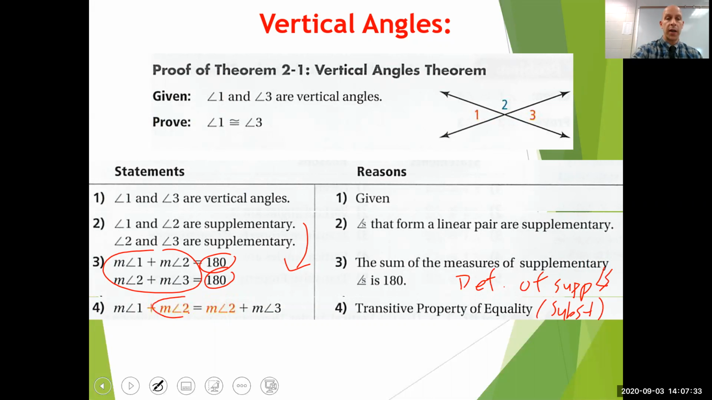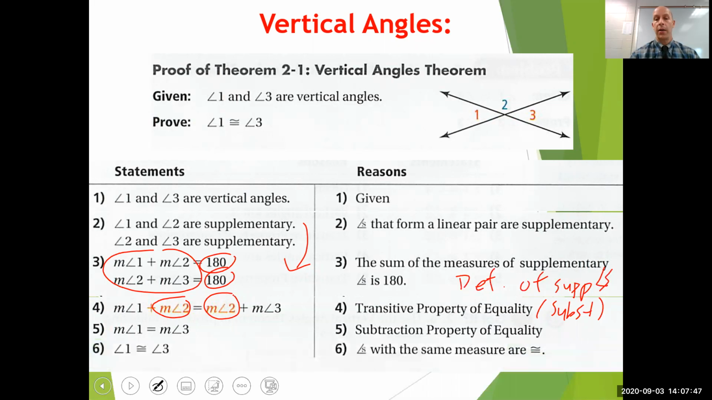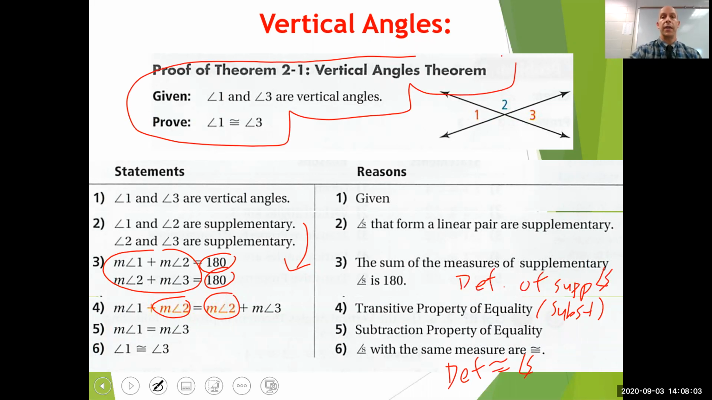Now notice that on both sides of the equation, we got the same amount, which is the measure of angle 2. So step 5, we can just subtract those away, which gives us that the measure of angle 1 is equal to the measure of angle 3 by the subtraction property of equality. And then, of course, if those two angles have the same measure, we call those congruent. That is the definition of congruent angles. So there's our 6-step proof, which proves that this theorem is true, which means since it's proven true, it's always true.